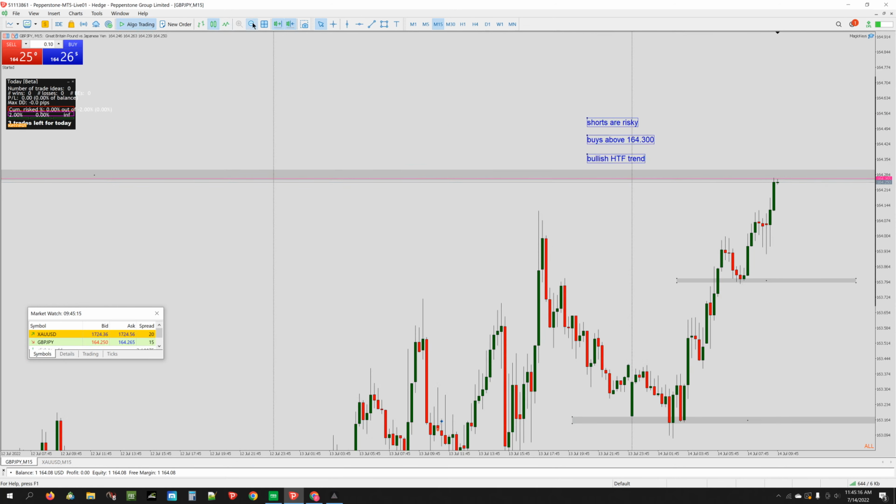So M15 candle has closed. It has closed with no wick at the top.